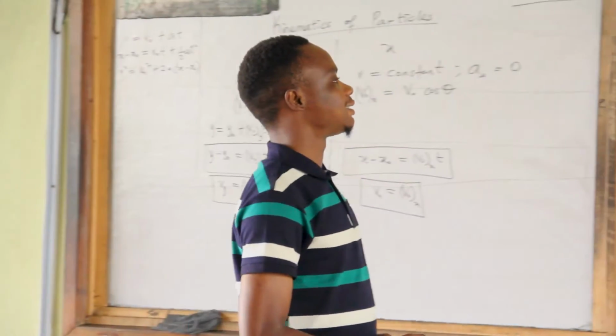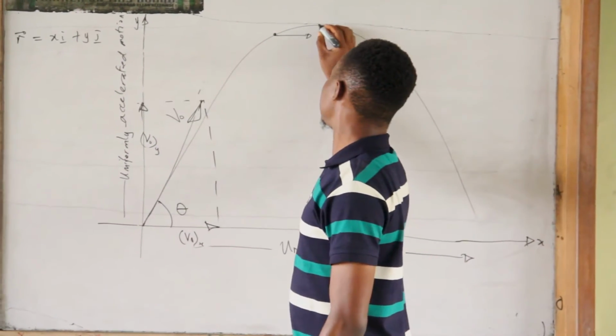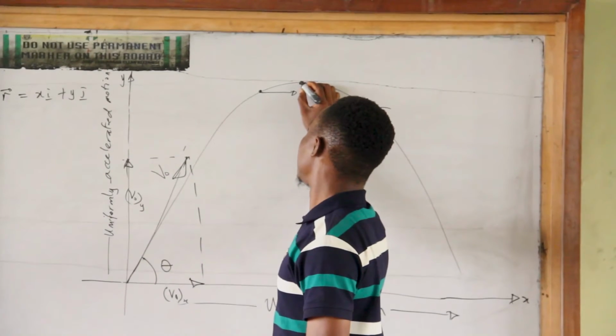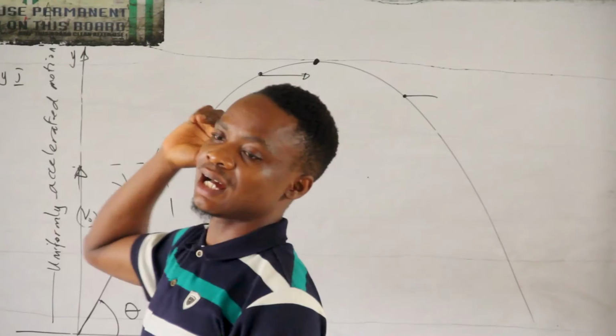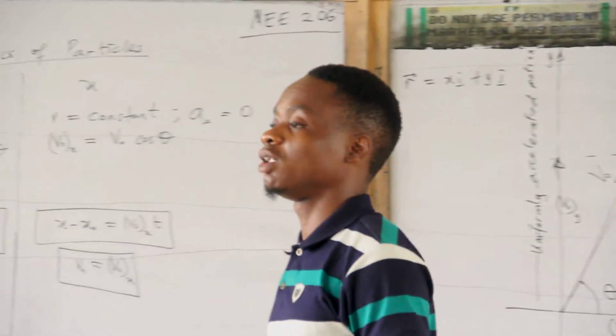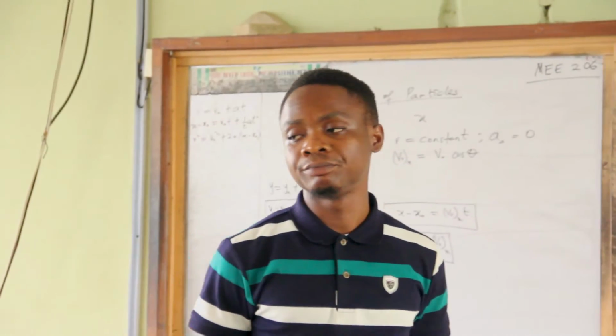Now look at something. Please pay attention. You notice that when this body is at its maximum point, what do you think is going to become 0? The velocity is going to become 0. Is that a correct statement? Final velocity will be 0. Think about it. Which of the velocities will be 0? Is it the vertical or horizontal or both of them?